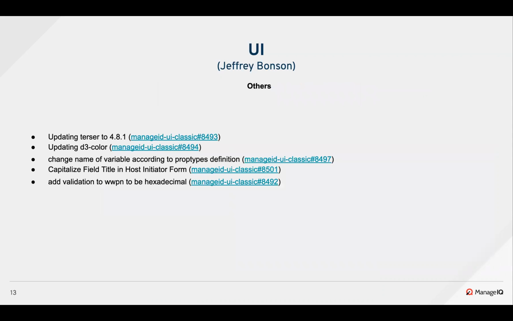And for the others, the Terser package was updated from 4.1.2 to 4.8.1, and the D3 color package was updated from 3.0.1 to 3.1.0. Under the add new physical storage form, there was a props validation error in console. The AutoSD team had fixed it by adjusting some of the variable names to camel case. And for the last one, the AutoSD team added a regular expression validation in the host initiator form to accept hexadecimals in the WWPNs. That's all from my end.